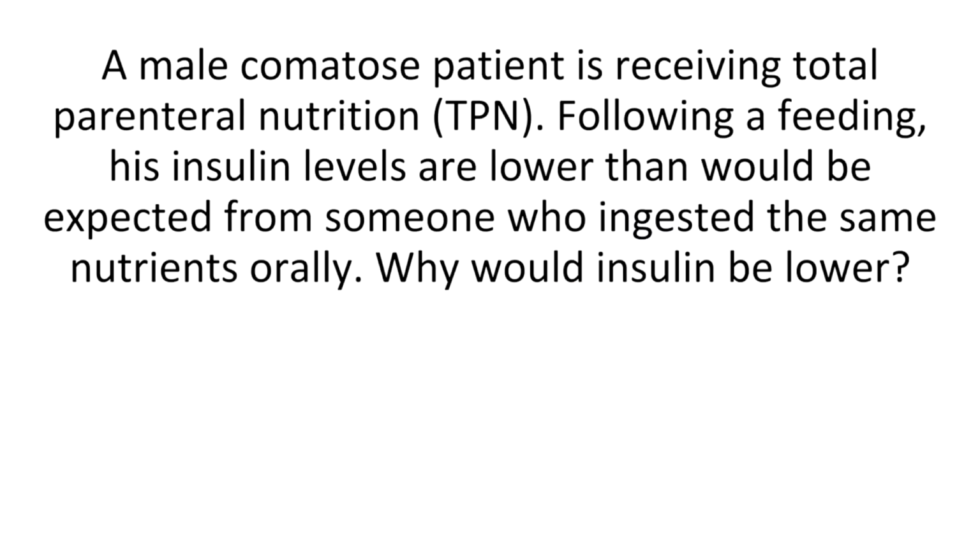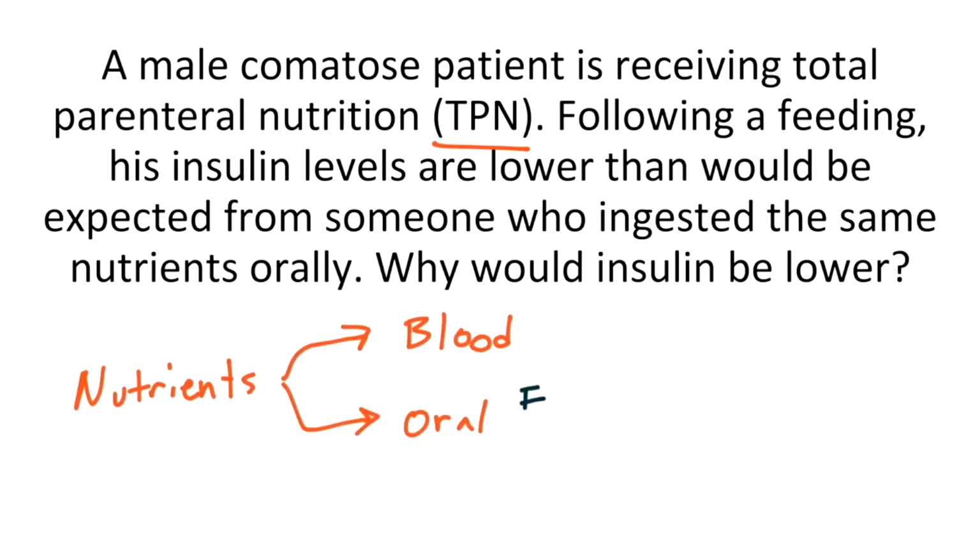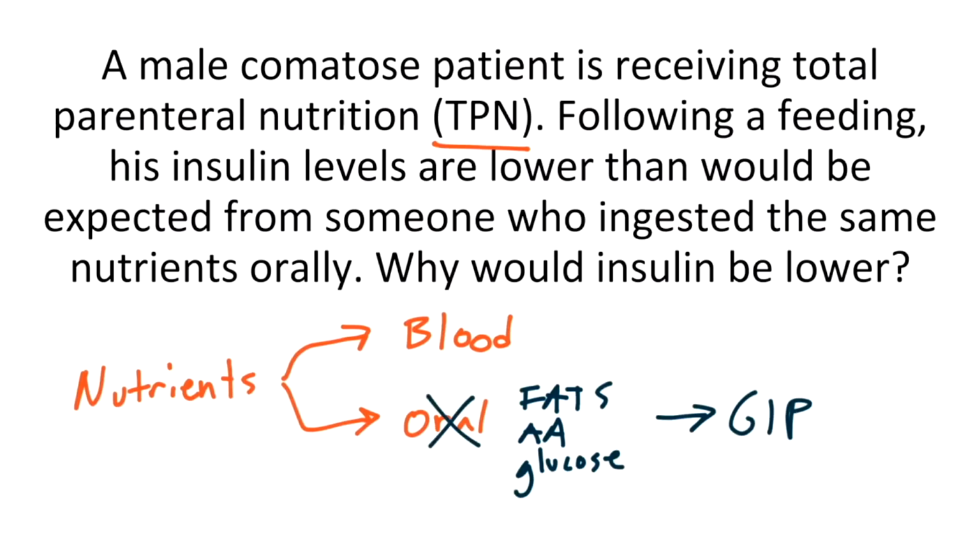A male comatose patient is receiving total parenteral nutrition, or TPN. Following a feeding, his insulin levels are lower than would be expected from someone who ingested the same nutrients orally. Why would insulin be lower? Now this patient is receiving nutrition through his blood instead of his mouth. Now normally, fats, amino acids, and glucose, when ingested orally, would stimulate the K cells to release GIP. However, with no enteric stimulation, there would be no release from the K cells of GIP because fats, amino acids, and glucose are not stimulating the K cells.